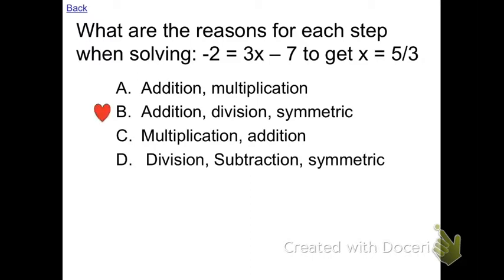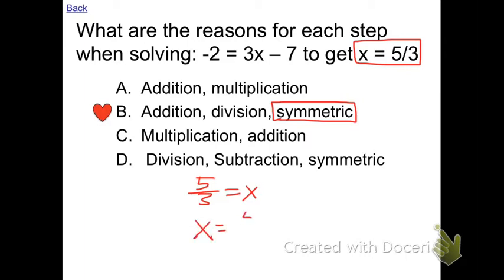Now what's the symmetric part of that? Well, if we add and then divide, we're going to end up with 5/3 equals x. But in order to get our statement into the form x equals 5/3, we need one more step applying the symmetric property to get the x on the left side and the 5/3 on the right side.